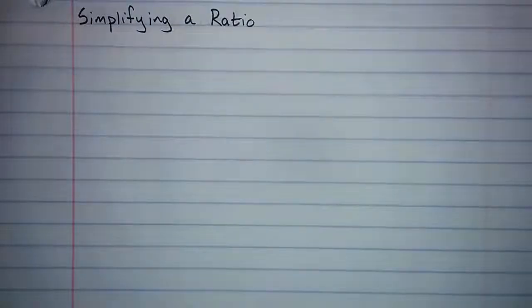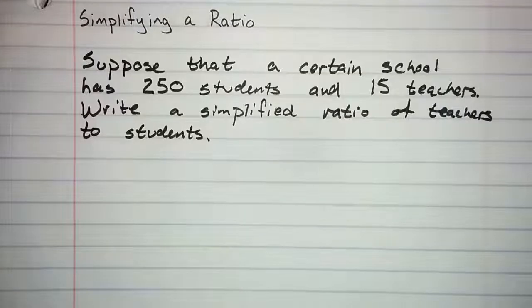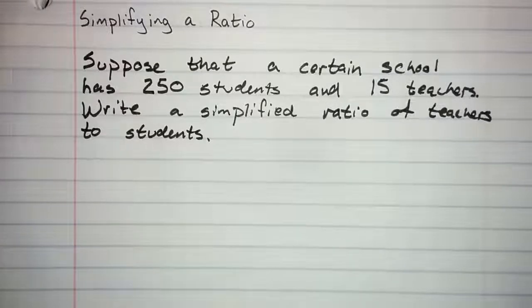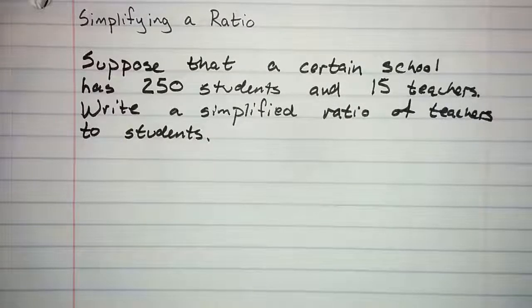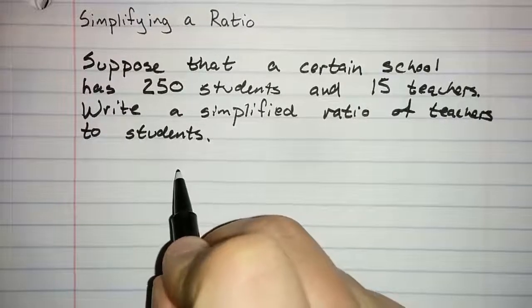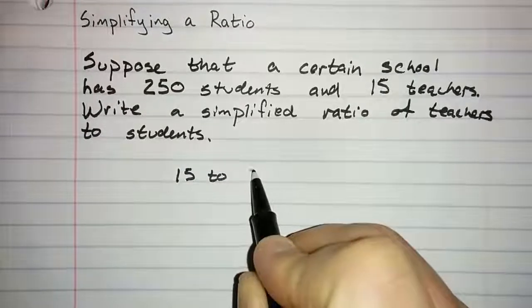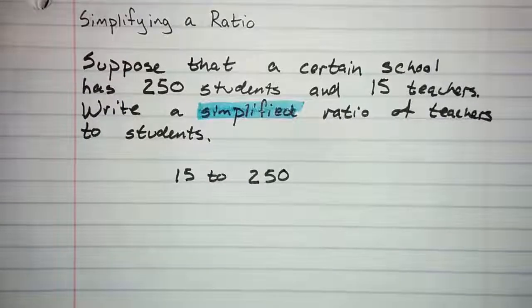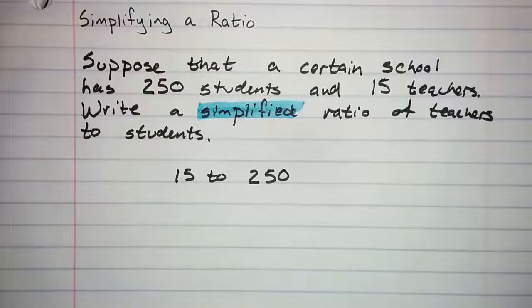So we mentioned that we can simplify a ratio by thinking of it as if it were a fraction. How do we mean? Well, with a ratio, suppose that we're considering a school where there are 250 students and 15 teachers. We want to write a simplified ratio of teachers to students. So teachers to students, that'll be 15 to 250. But we want a simplified ratio. What does that mean? That means if it were a fraction, it would be in lowest terms.